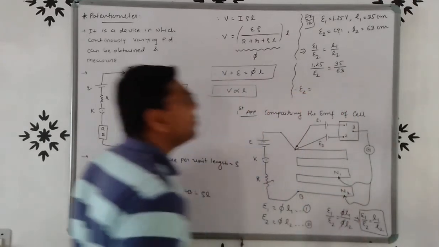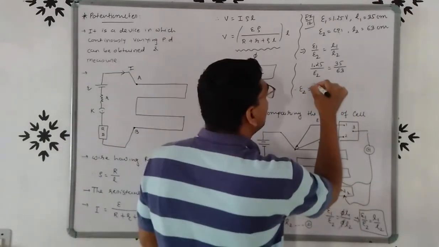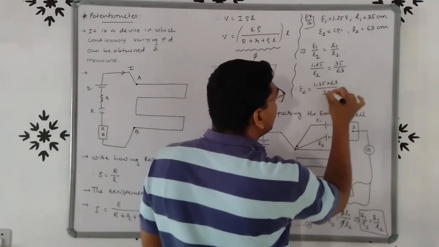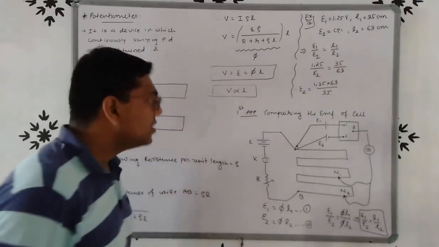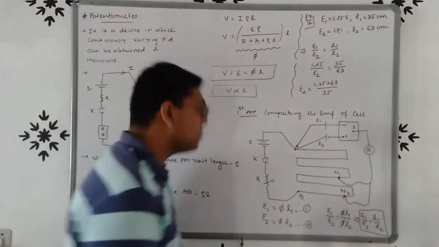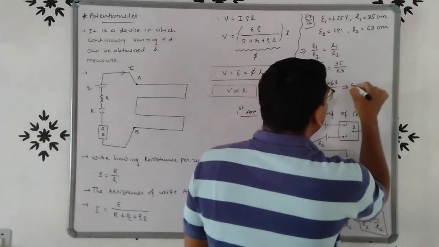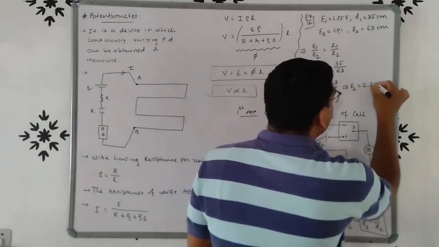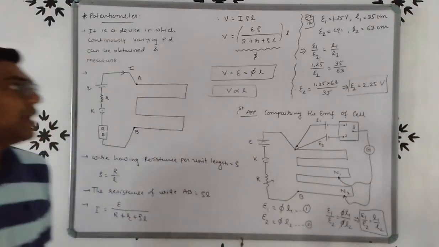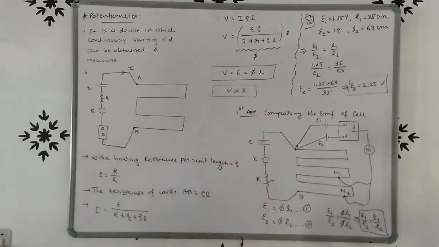So here we formulate E2. So we get 1.25 into 63 divided by 35. If you calculate this, then you get E2 is equal to 2.25. So the EMF of the second cell is 2.25 volt. So this is the example which is based on this first application of potentiometer.